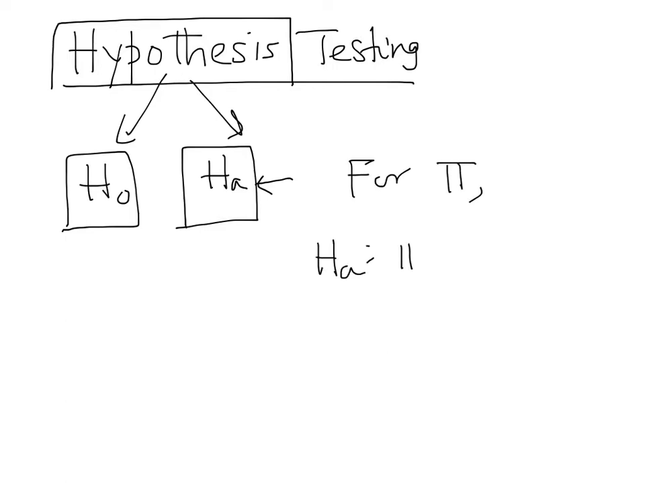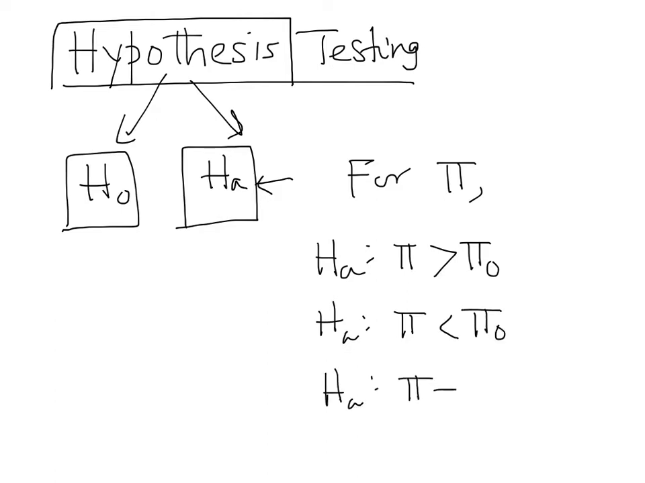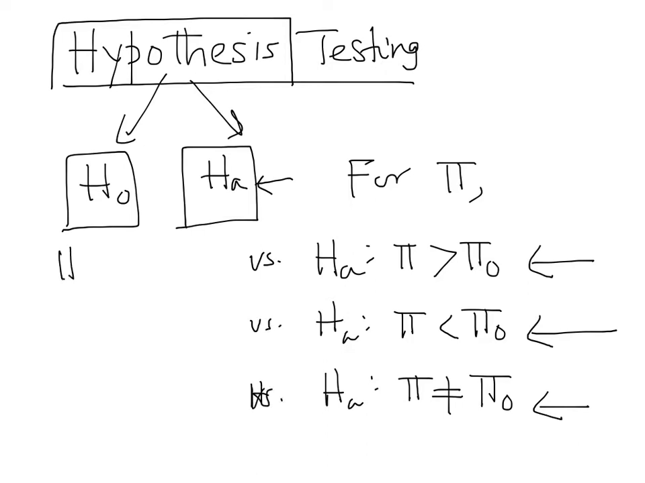alternative can be three types. In general, for any parameter, say if it is mu, it will be mu greater than mu naught, pi less than pi naught, pi not equal to pi naught. This is called right-tailed test. This is called left-tailed test. This is called two-tailed test. But for every one of them, null hypothesis, for simplicity, we will take it to be pi equals to pi naught.